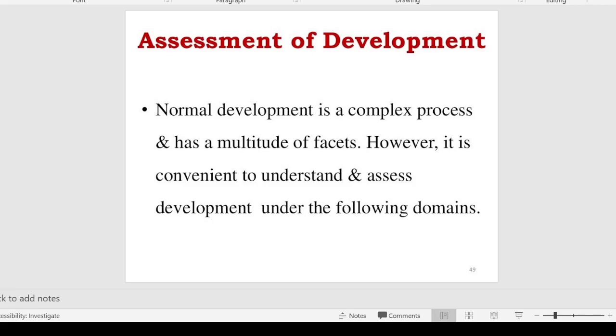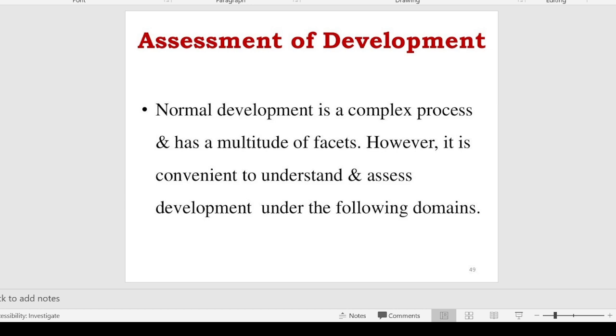In this class I am going to discuss development. We are discussing growth and development from child health nursing. So far I have discussed growth, principles of growth and development, factors influencing growth and development, and the techniques or methods we use for assessing growth, like anthropometric measurements. In this class I am going to discuss assessment of development. What are the different types of development and how to assess them, those topics we are going to discuss in this class.